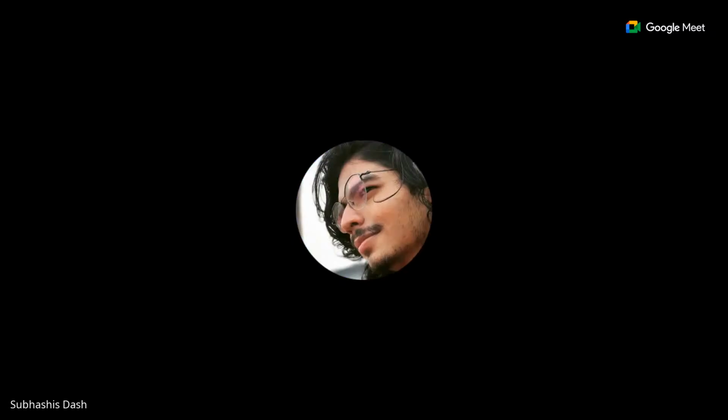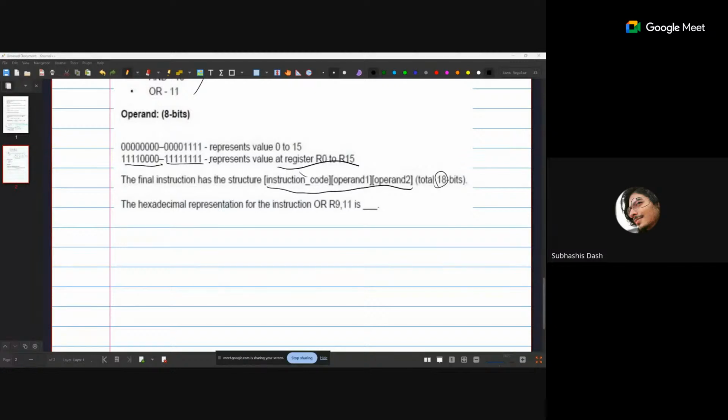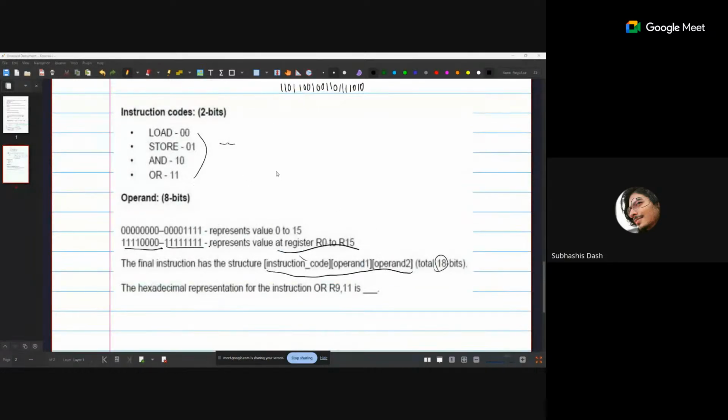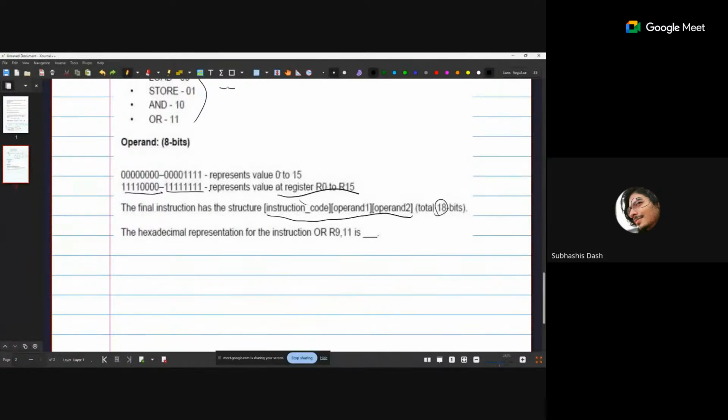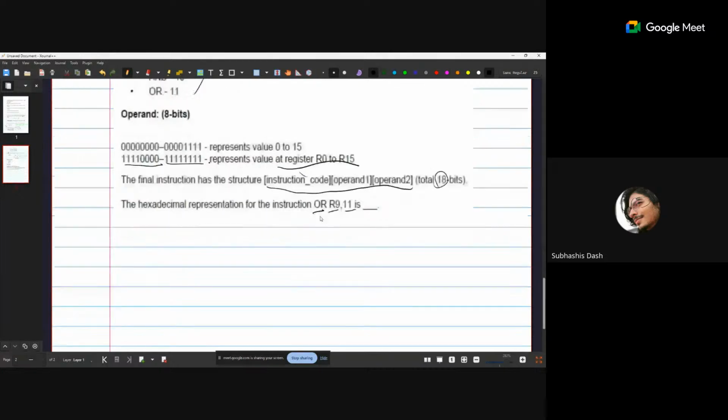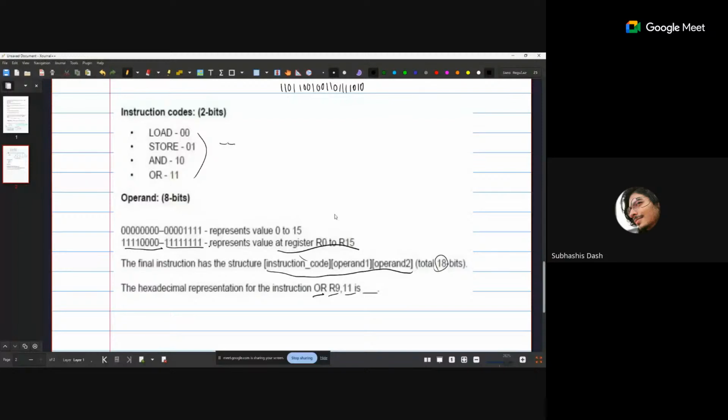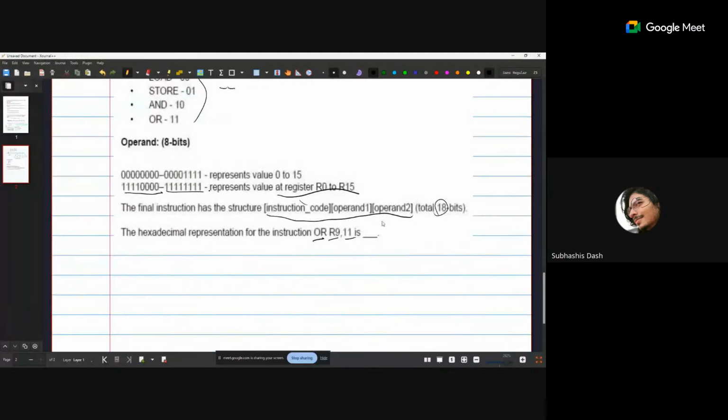Yeah, sorry about that. I guess the network issue is a lot deeper than I expected. But yeah, coming back to what I was talking about. Essentially, what we want to do is that we are given instructions on how we can encode the data. So we want to write R9, 11. Okay, so how can we do this? We have operand 1, operand 2, and the total should be 18 bits.